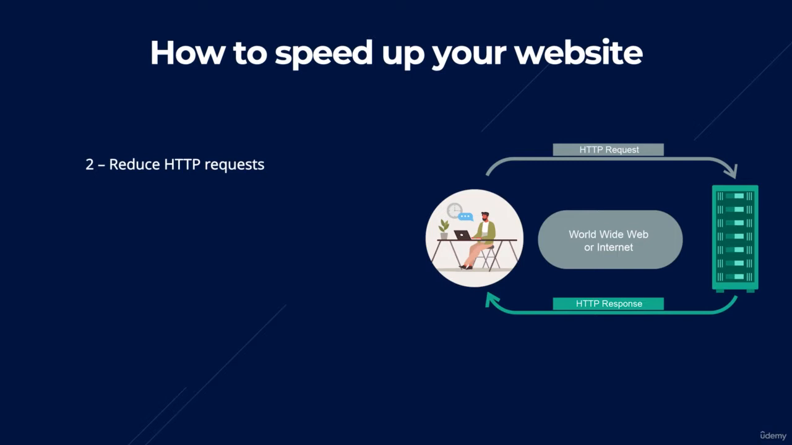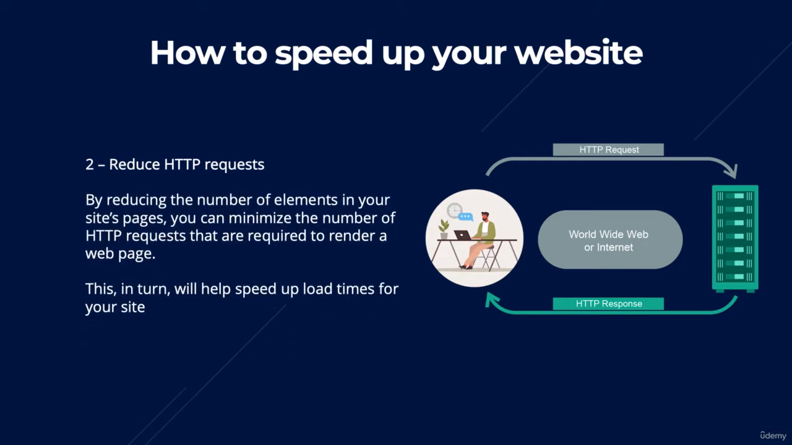As you can see from the image on the right, every time someone visits your website, their browser needs to make a separate HTTP request for every single file that needs to be rendered for the page they're visiting. If you have a minimalist site that doesn't have that many files, it won't take long to request and download your files. But this isn't the case for most websites, particularly the ones with lots of images, animations, and other dynamic content. By reducing the number of elements in your site's pages, you can minimize the number of HTTP requests that are required to render a web page.